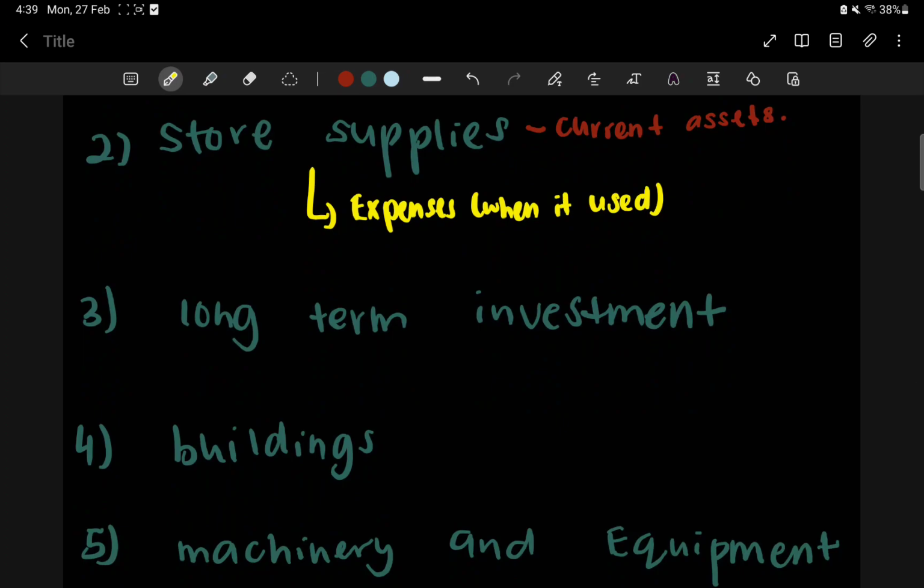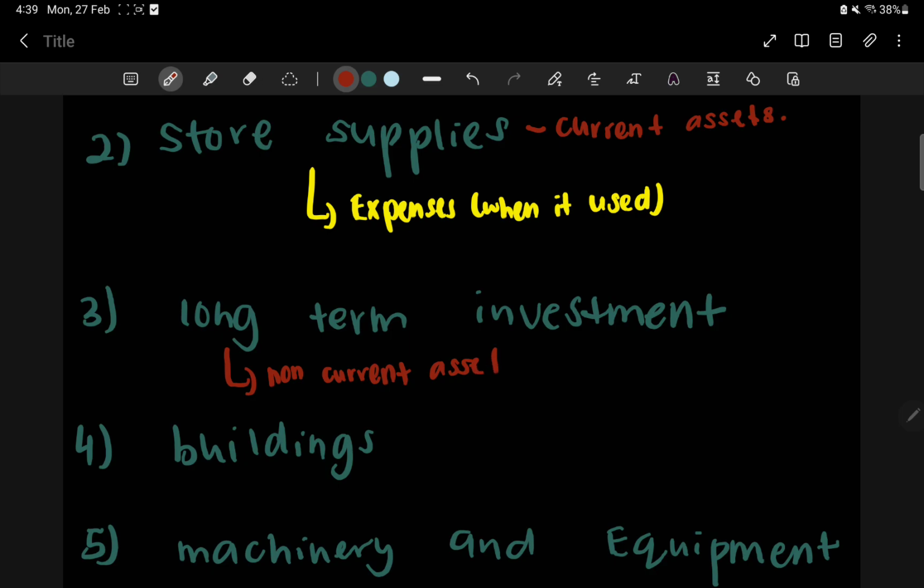Okay, how about the long-term investment? Long-term investment, or it is also called a non-current asset. Actually, it's a non-current asset.